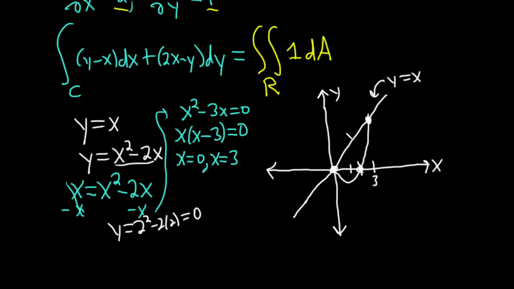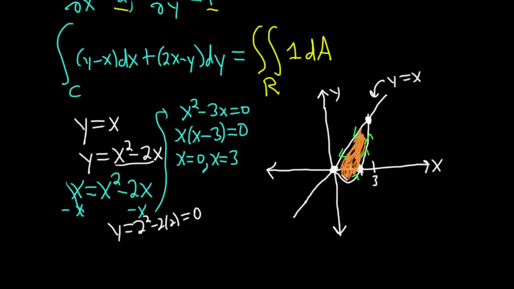And then I'm going to shade in R. So this is R here, this orange region. And the orientation here is counterclockwise. So I'm going to use a different color here just to indicate that. So it's like this.